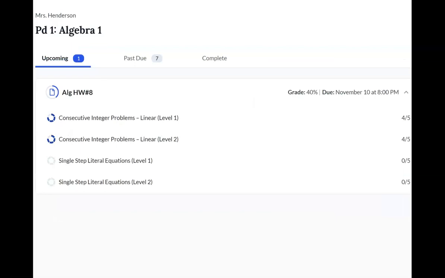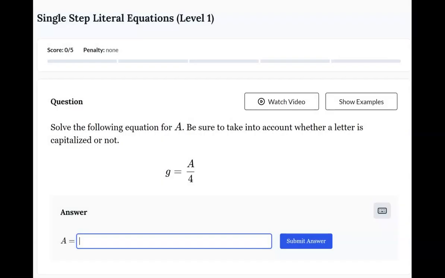which would be solving single-step literal equations, which means all of the equations have lots of letters in them. And what we want to do is isolate the letter they tell us to. So they're asking us to solve for capital A. That means this needs to be by itself. That means this needs to go away. And this is dividing by 4.